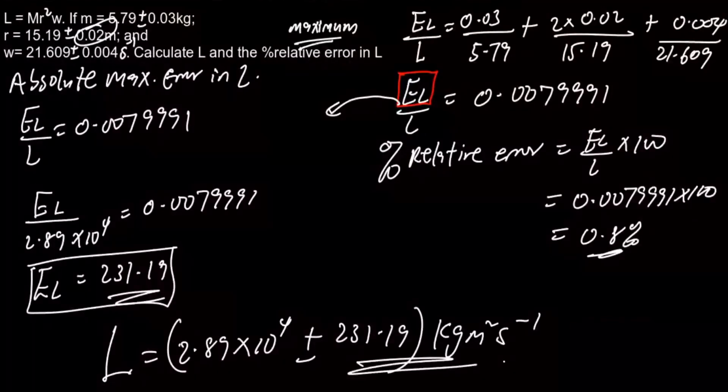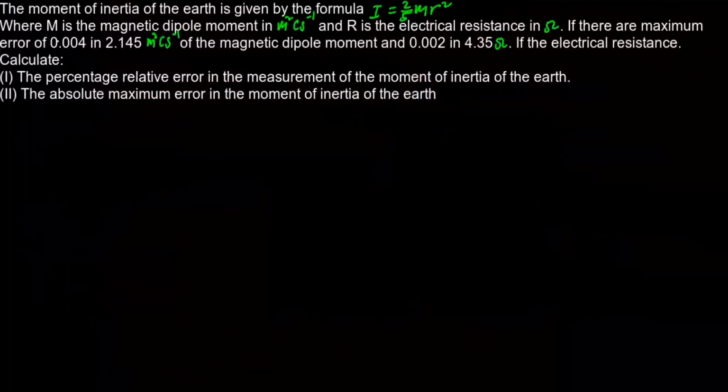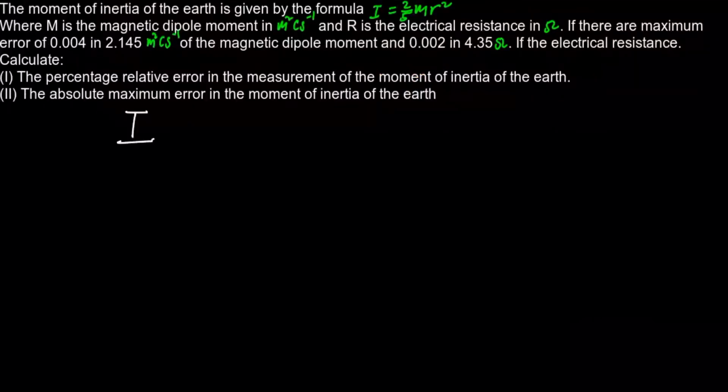So that's it. The question is very clear. So try to watch over and over again for better understanding. Next question. They said the moment of inertia of the Earth is given by this formula, I equals 2 over 5 m r squared.